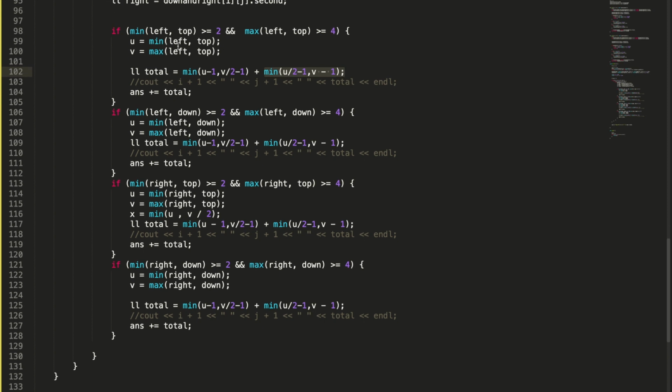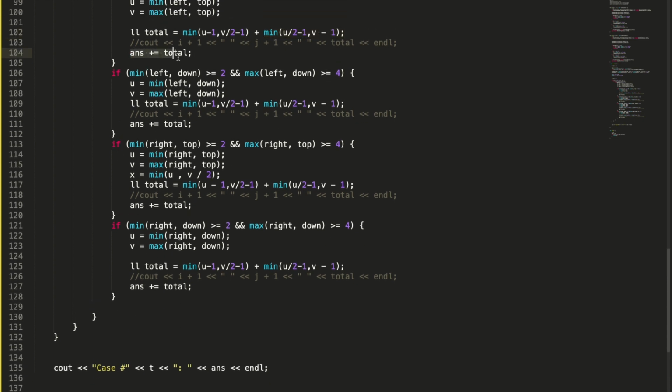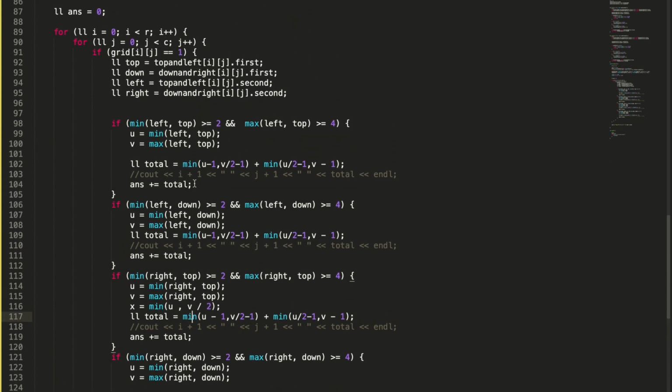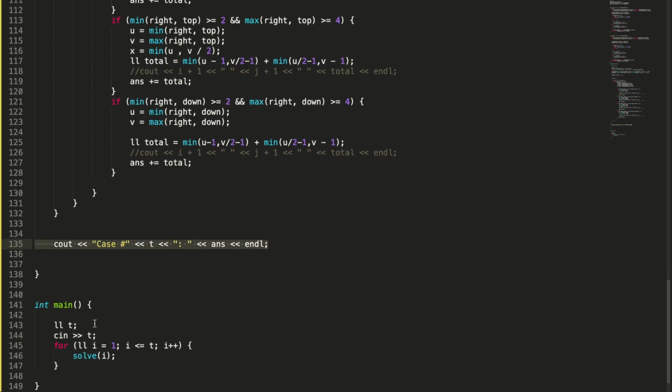So this is what we will do for all the directions: left top, left down, right top, and right down. And at the end we will keep adding these values to the answer. And when we have traversed all the cells in that particular grid, at the end we will come out with the answer here, and this is our answer to the solution.